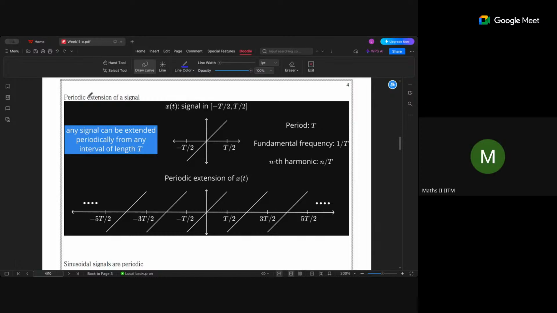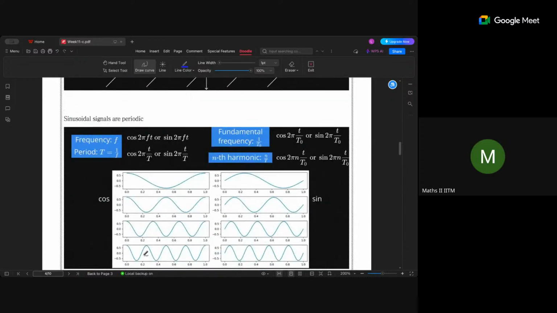Okay, so it means what? We have just periodically extended. Here the period is t, so every time the graph repeats over a period of t. The period is t, and the frequency is 1 by t. It means that within an interval of length t, you have the cycle only once. And the nth harmonic means n by t. It means that within n times t, you will have n functions repeating the same, right? So you can see it better in this case.